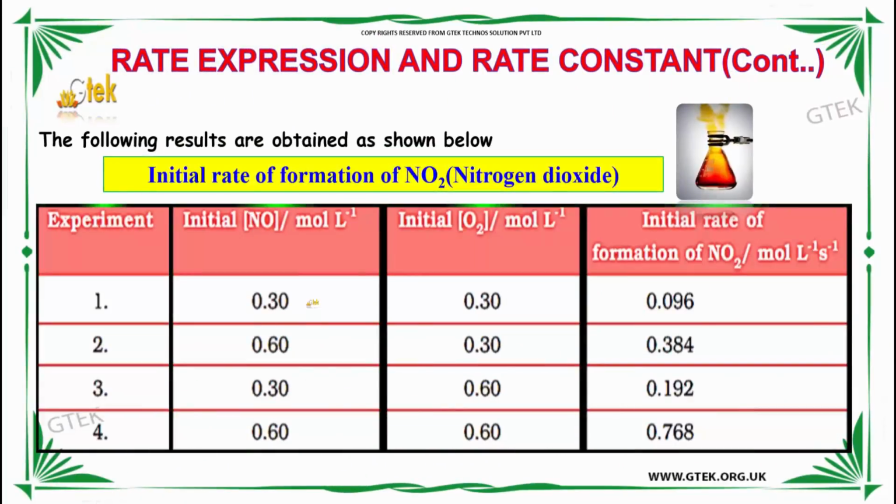Here are the following results obtained. The initial rate of formation of nitrogen dioxide: the initial volume and initial rate, and the next volume and next rate. So nitric oxide plus oxygen gives nitrogen dioxide. Based on the reactants, automatically the product will be obtained. Here is the rate.